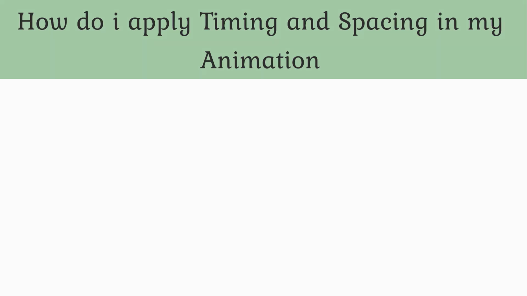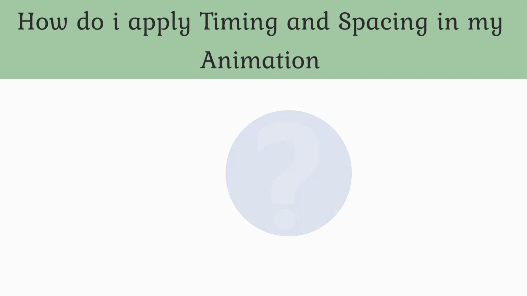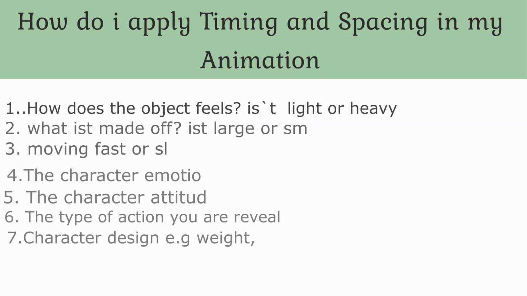One may ask himself, how do I apply timing and spacing in my animation? To apply timing and spacing, you have to consider the following things. How does the object feel? Is it light or is it heavy? What is it made of? Is it large or small? Is the object moving fast or slow?